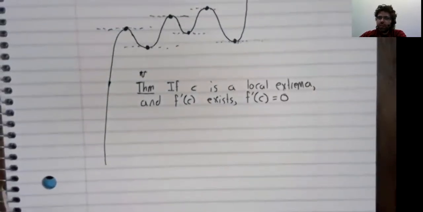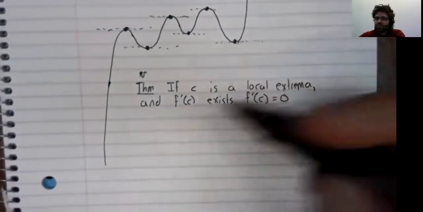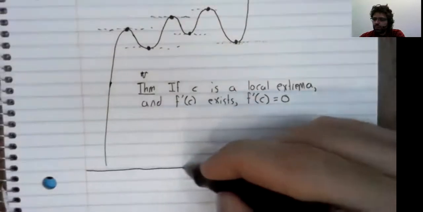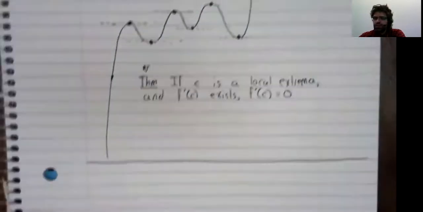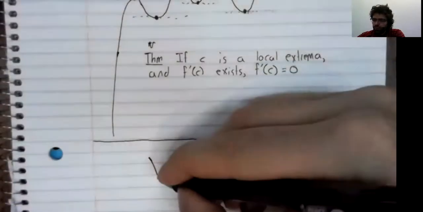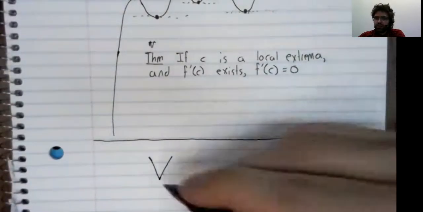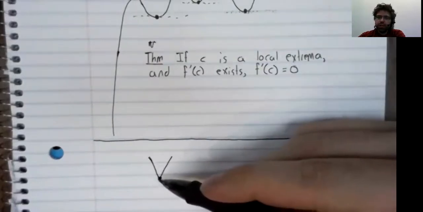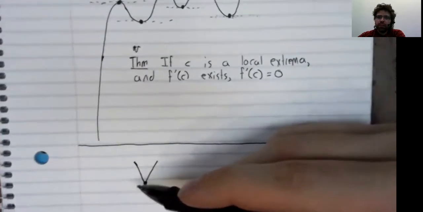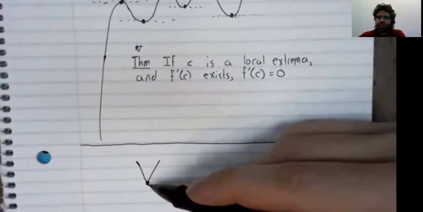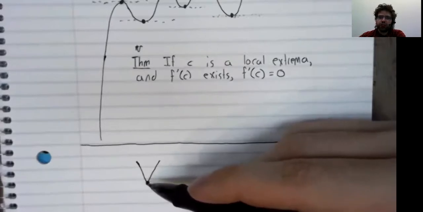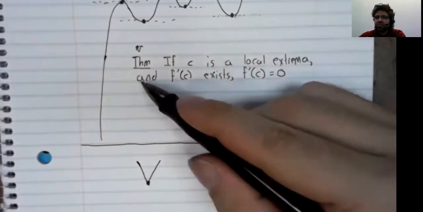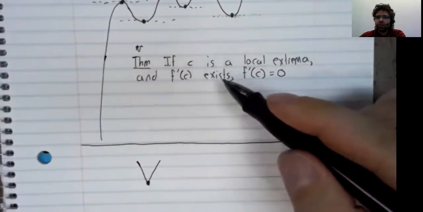A few comments to be made about this theorem. First of all, here is a function that has a local extremum, a local minimum, but the derivative here is not 0. The derivative does not exist. Hence, this requirement.